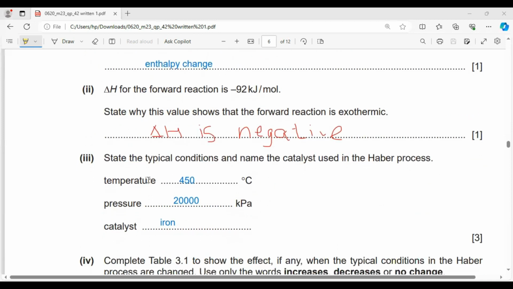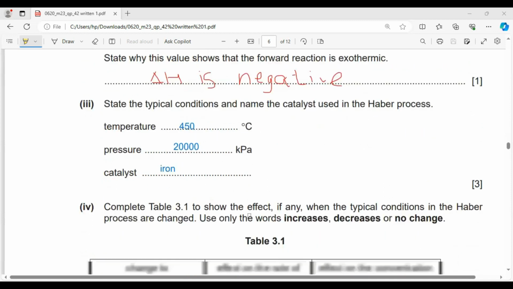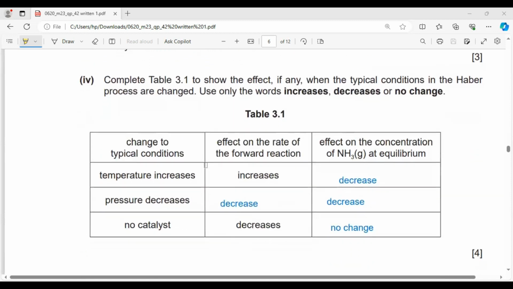Here they have asked to write the conditions involved in the Haber process. So the temperature we use is 450 degrees Celsius. The pressure used here is 20,000 kilopascals, and the catalyst used is iron. Complete the table to show the effect, if any, when the typical conditions in the Haber process are changed. Use only the words increase, decrease, or no change. So by using these words, we have to fill this table.